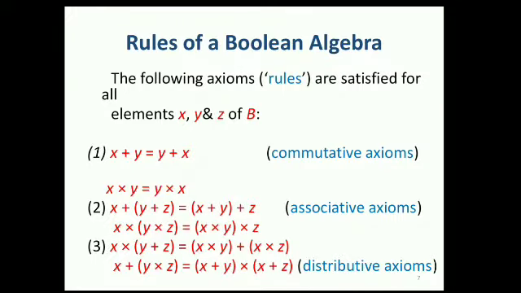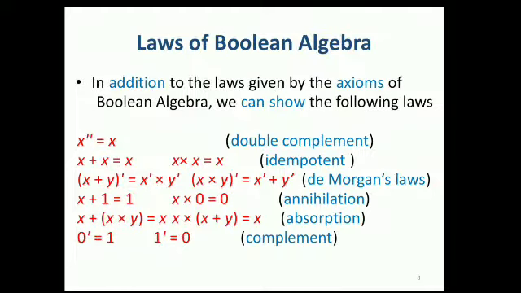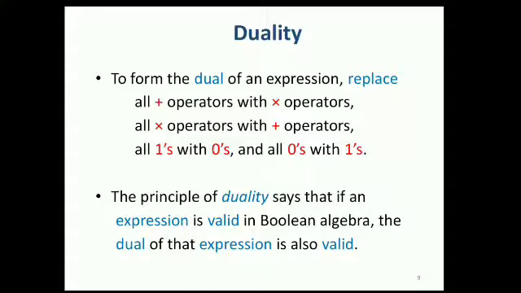Now some rules of Boolean algebra, which are also applicable in the mathematics of algebra. Few are stated here, like commutative, which we can say for addition as well as multiplication. Similarly, we have associative. Further, distributive is also there. Some other laws are complement, double complement, and De Morgan's law.